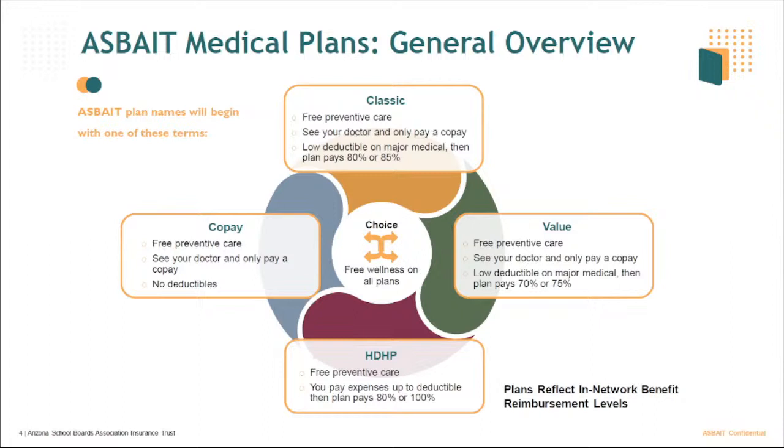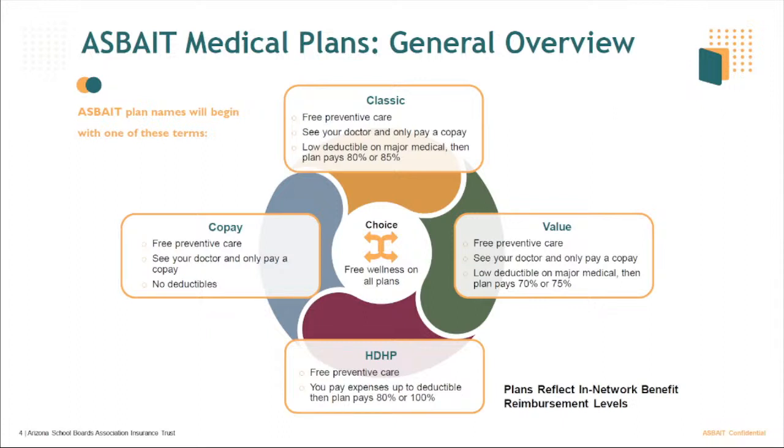So let's start out with how ASBATE evolved and offered medical plans. There are 4 components of different slots of plans. They include classic plans, a copay plan, a value plan, and high deductible plan. There are a total of 9 of those for districts to choose from. All of them include preventative care. All of them allow you to see a doctor and pay a copay, except for the high deductible health plan. And all of them have various co-insurance percentages available.